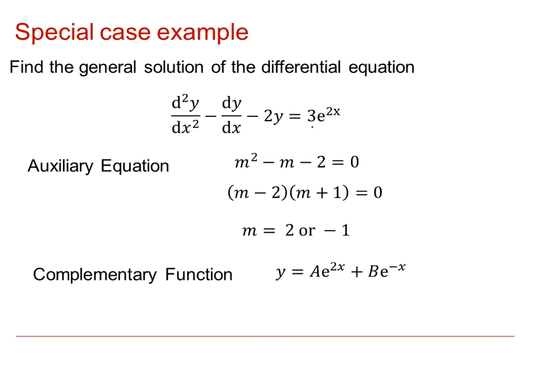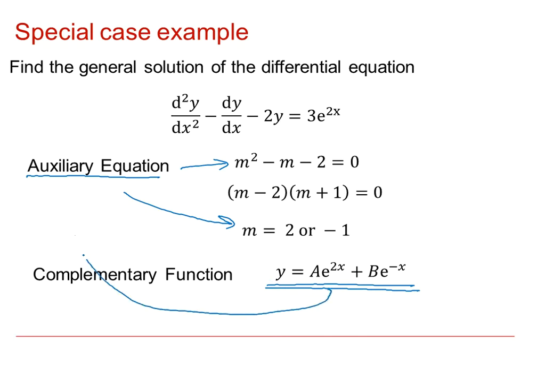So here, first we look at the homogeneous case and produce the auxiliary equation which we've solved for m, and that gives us a complementary function. And the really important thing about that complementary function is if we substitute it back into the differential equation, it will only equate to 0 because that was the homogeneous case. We now have to look for a particular integral which will satisfy the non-homogeneous equation.